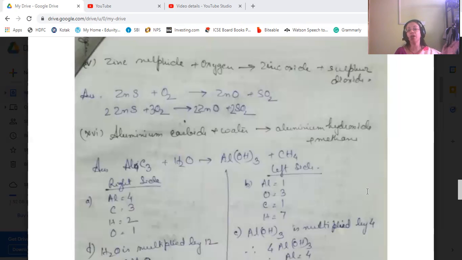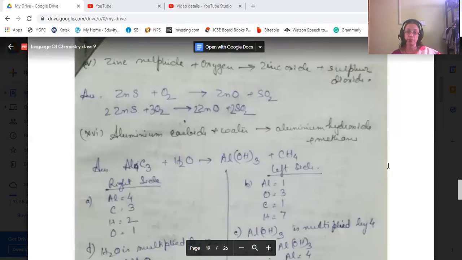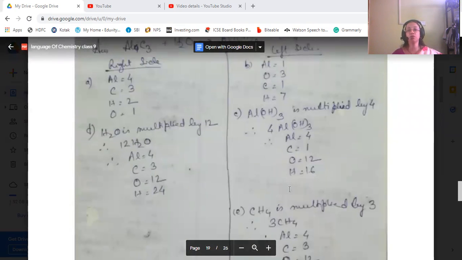On the left-hand side, we get Al is equal to 4, C is equal to 3, H is equal to 2, and O is equal to 1. On the right-hand side, we get Al is equal to 1, O is equal to 3, C is equal to 1, H is equal to 7. So for this reason, we need to balance the equation.